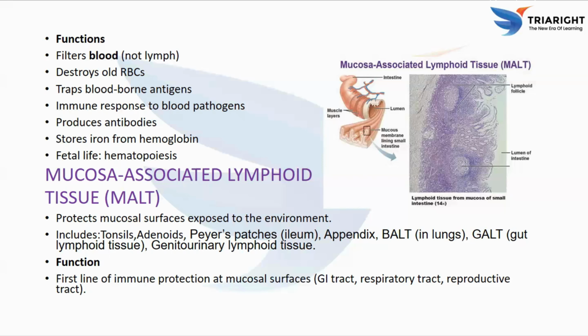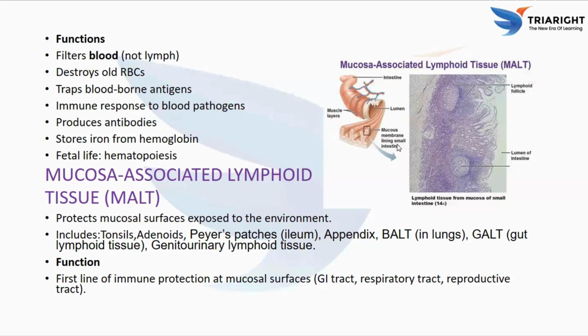So when you eat contaminated food, germs enter the intestines. GALT, which is present in the Peyer's patches, detects the germs and triggers the immune response. When you breathe dusty air, BALT in the lungs responds to stop the infection. When you have a throat infection, tonsils fight against the germs. So this is how the MALT works in your body.